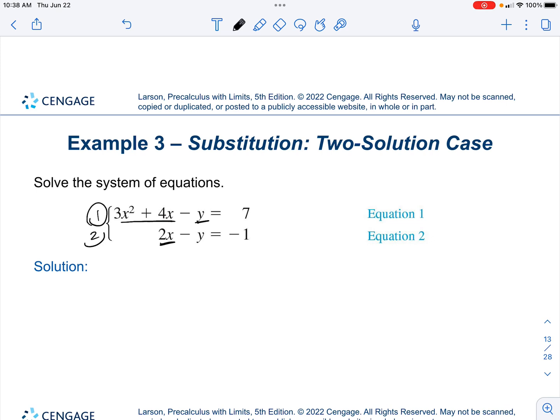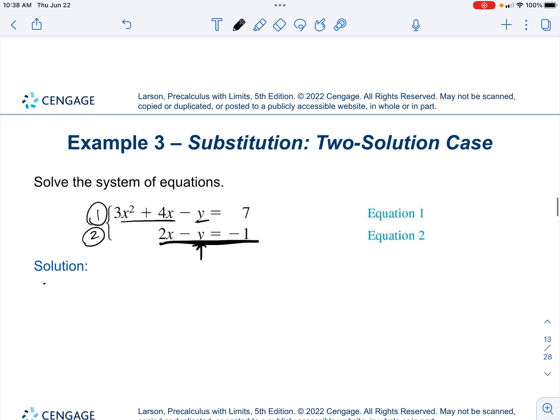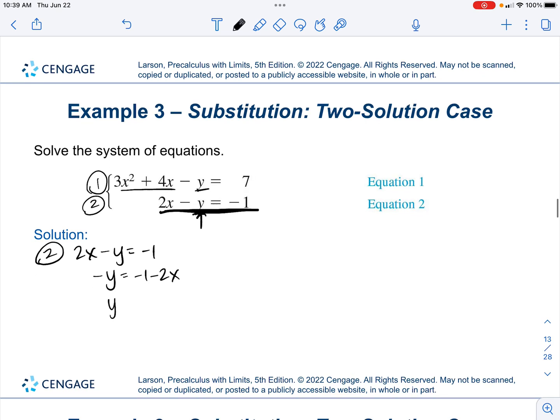Solving equation number 2 for x or y. Solving for x would be kind of a pain because you'd have to divide by 2. Solving for y would be pretty easy. So my plan is to take equation number 2 and solve for y. I think that'd be the easiest. So first step is take equation number 2 and solve for y. I am going to subtract 2x from both sides. And then I'm going to divide everything by -1, which changes all the signs.